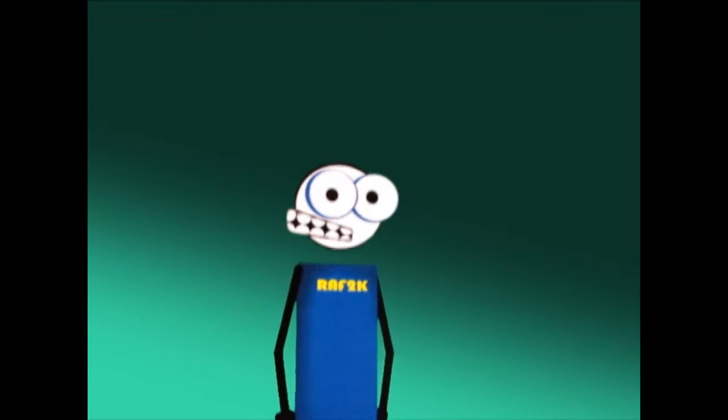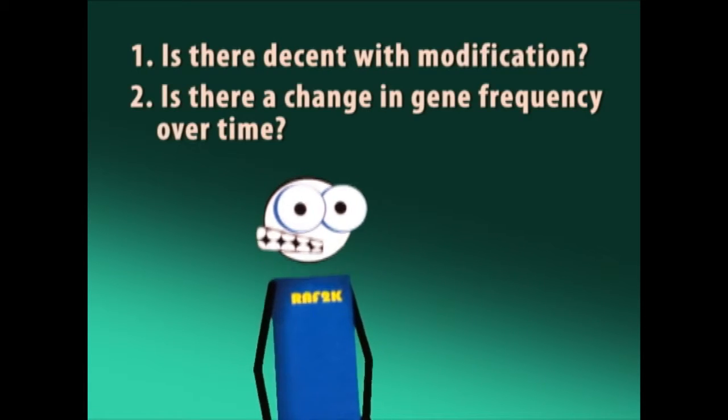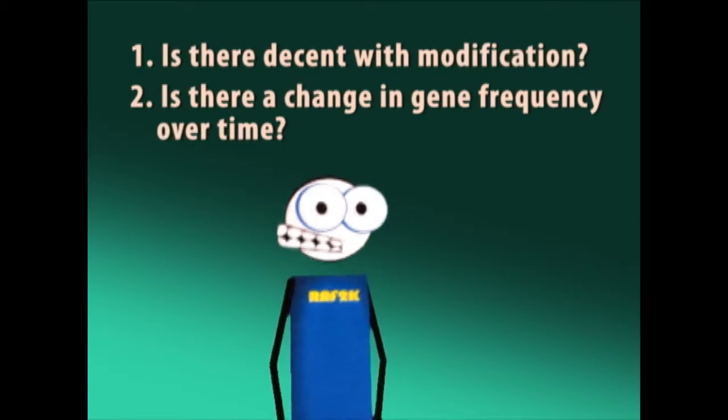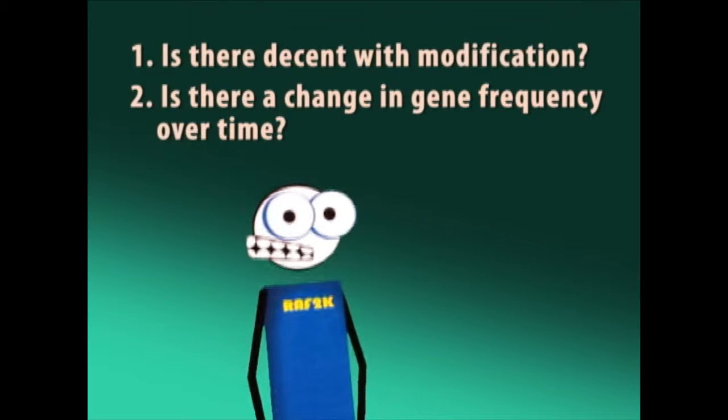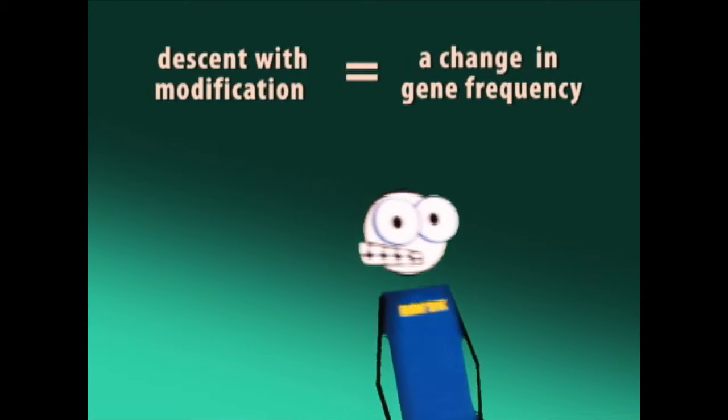Before we answer, I'd like to point out that these are two different questions. 1. Is there descent with modification? 2. Is there a change in gene frequency over time? But they are acting as if those are the same question, as if descent with modification is a change in gene frequency. Hang on, let me see what they said at the start of the post.